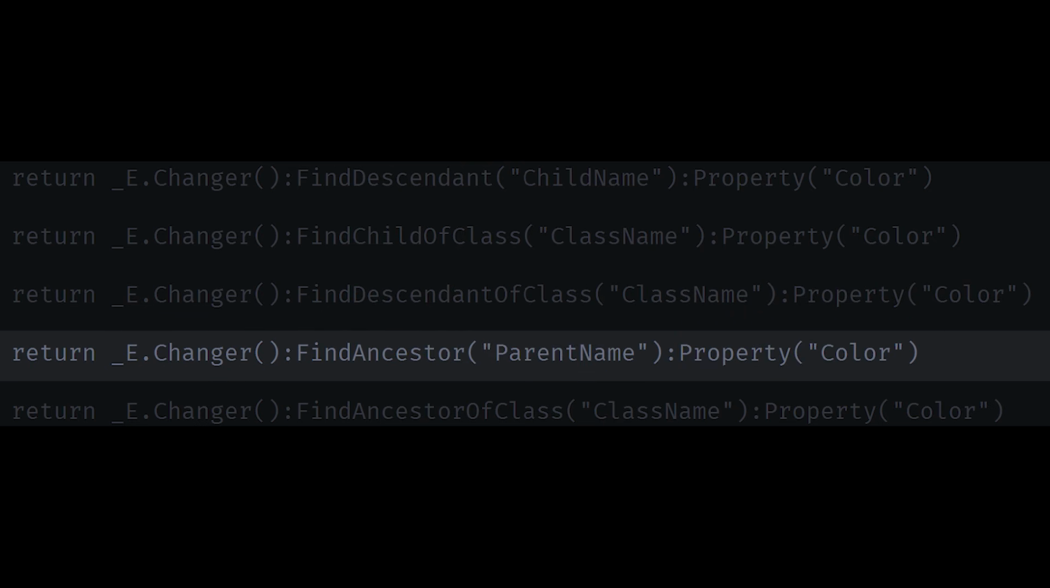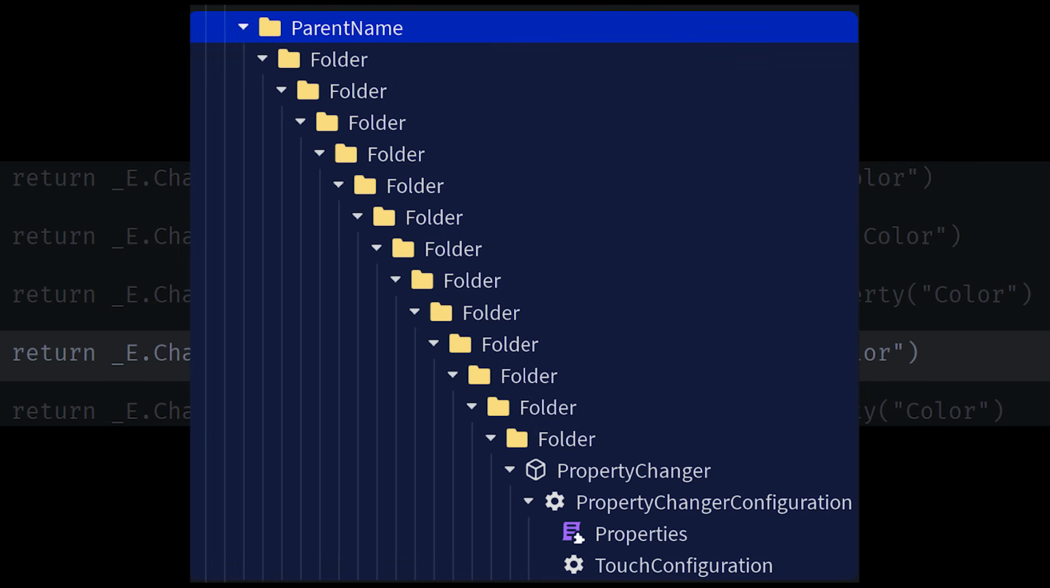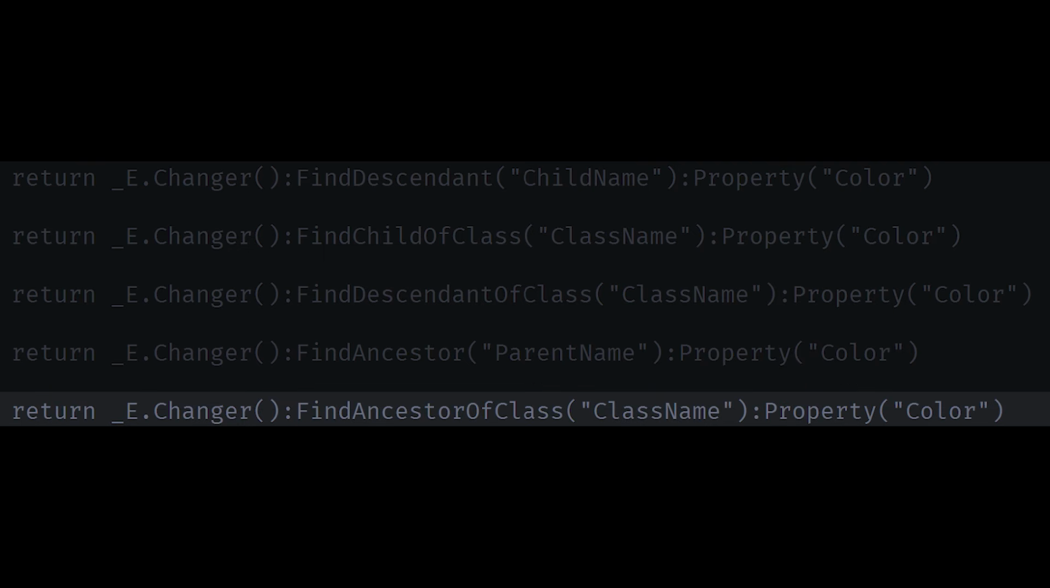Find ancestor parent name is the opposite of descendant. Instead of going down, it goes constantly up and tries finding the first parent with that name. So it goes parents, then parents of the parents, then parent of the parent of the parents. Yeah, you get it. Find ancestor of class name. I think you can understand yourself now logically. It finds the first parent that is the given class.